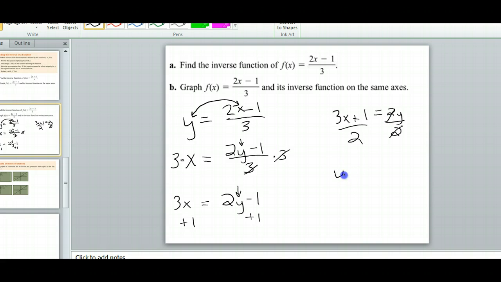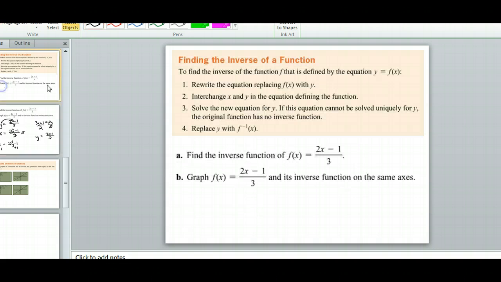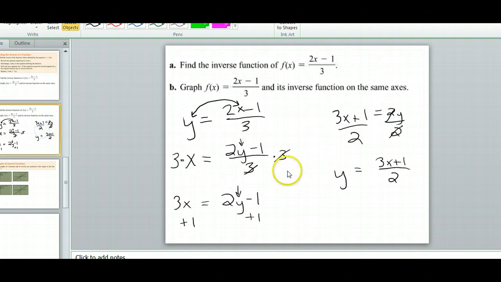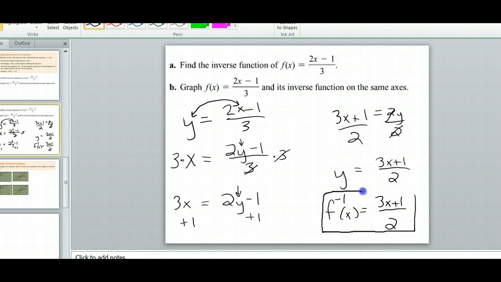Alright, so my inverse function looks like this. Alright, and that is what you're after, but notice the last step says replace y with the f inverse notation. If we started with function notation, we should come back to function notation. Okay, so right here at the end we'll say f inverse of x equals 3x plus 1 over 2. Alright, so there's our inverse function.